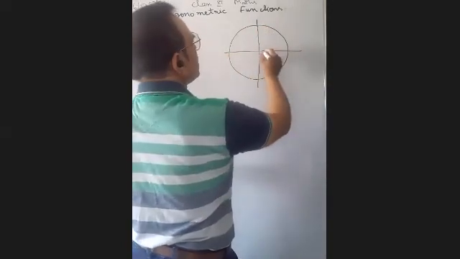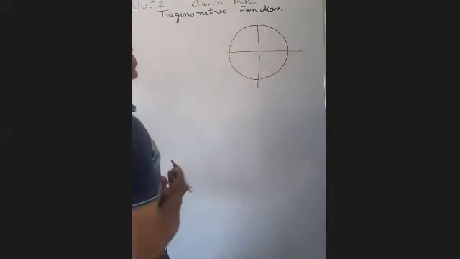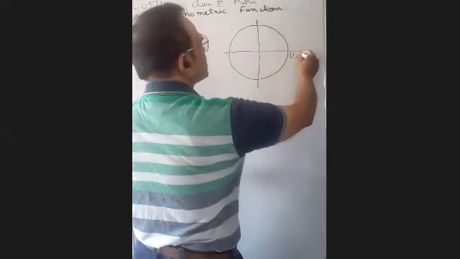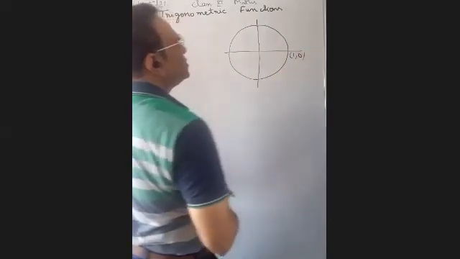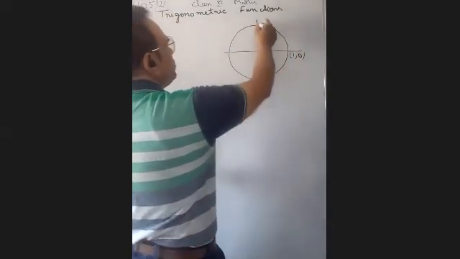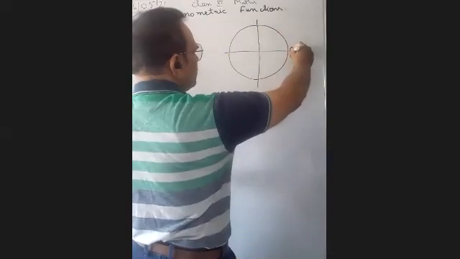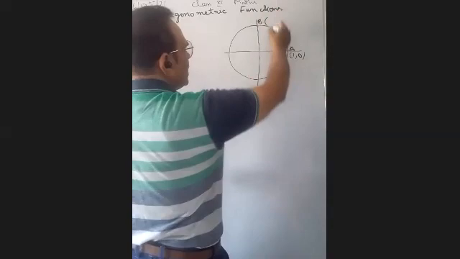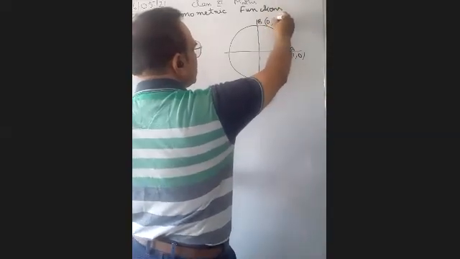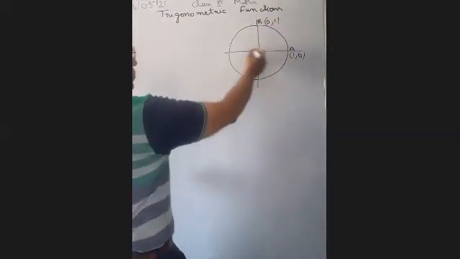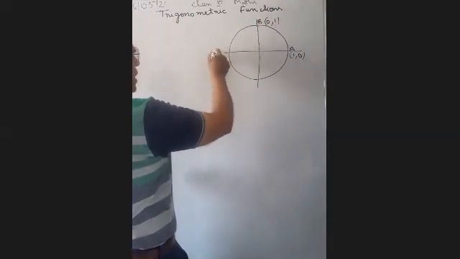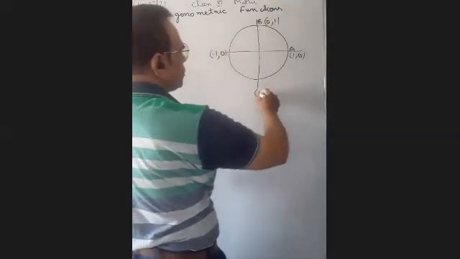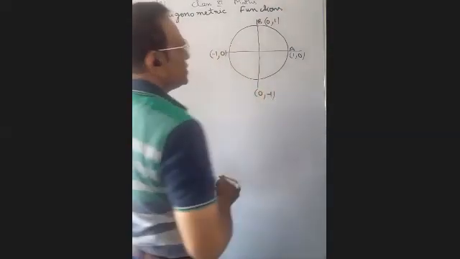We know that if we use the coordinate points, this will be the distance 1 unit on the x-axis. On the y-axis, this will be 0. And if we reach the point at B, then what will be the x coordinate? The x coordinate will be 0 and the y coordinate will be 1. If we reach this point, it is (-1, 0), and this will be the point (0, -1).